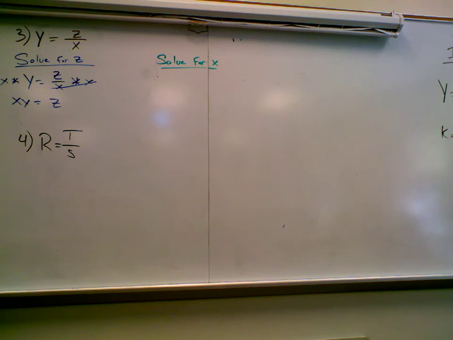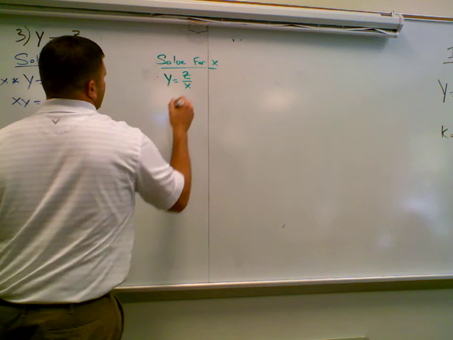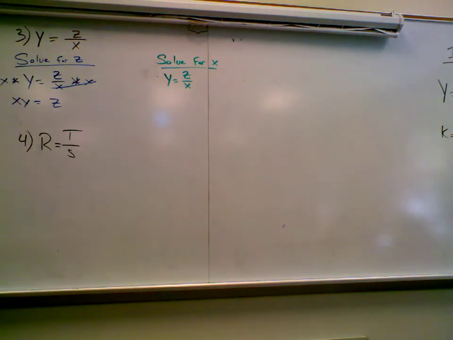Does that make sense? Relationships are still the same. Z and y are still direct, z and x are still direct. X and y are still inverse. So let's solve for x. We start with the same thing. Now I'm going to solve for x. What's my first step? Multiply. Multiply by what, Jamira? Z. Nope.